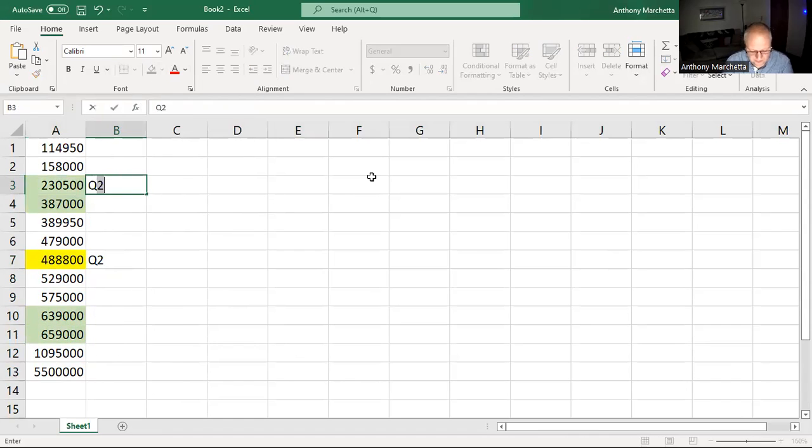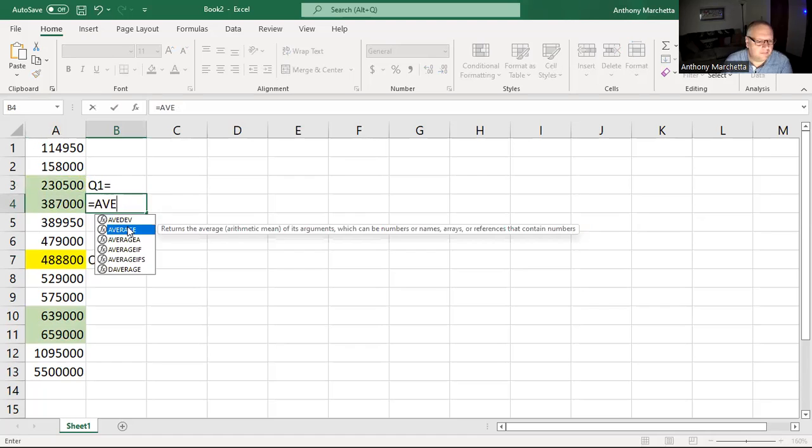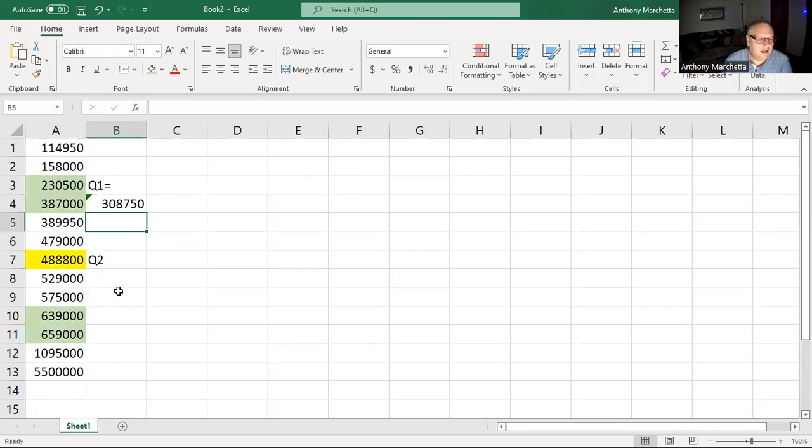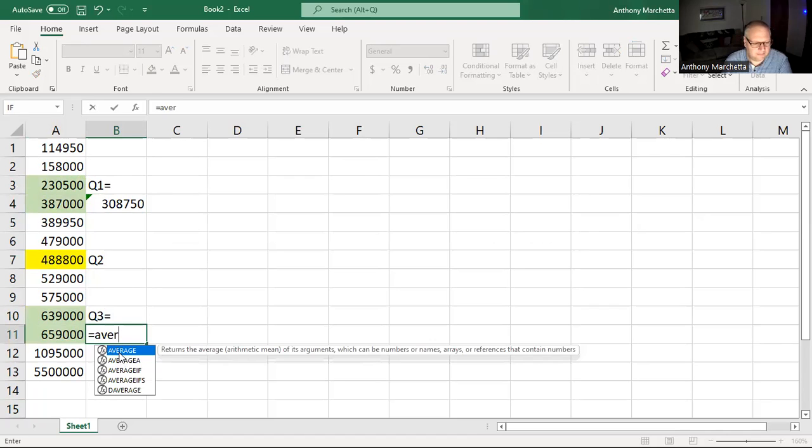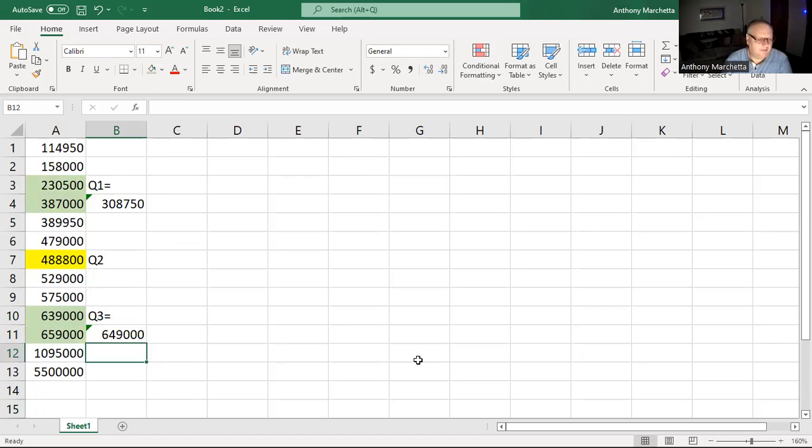Same thing is going to happen here. So Q1 will be the average of these, and then Q3 is going to be the average of these. So I just found all of the quartiles. Q1 is the average of those, Q3 is the average of those, and I found them because Q2 is the yellow one there.